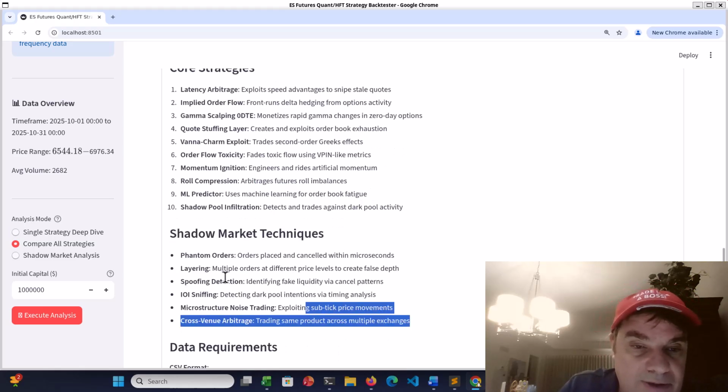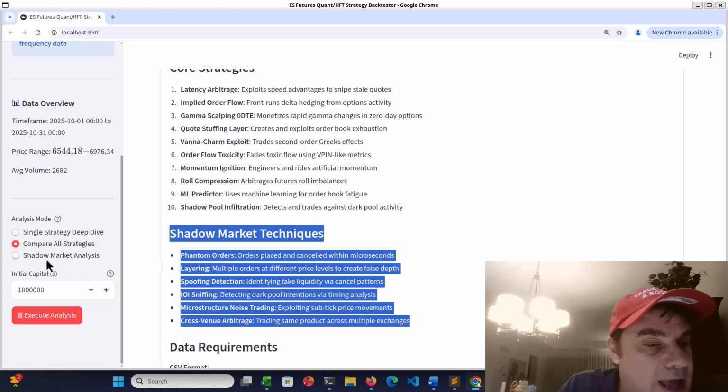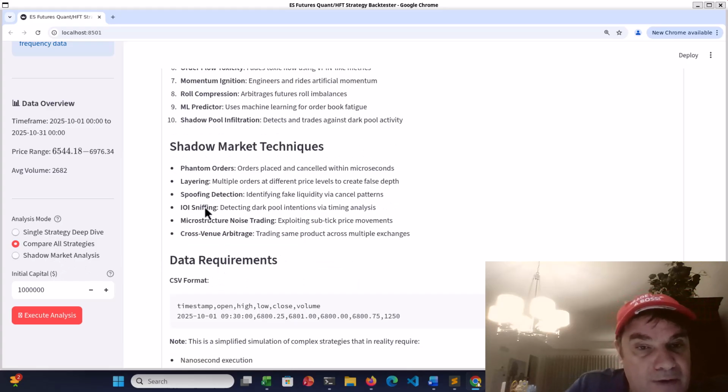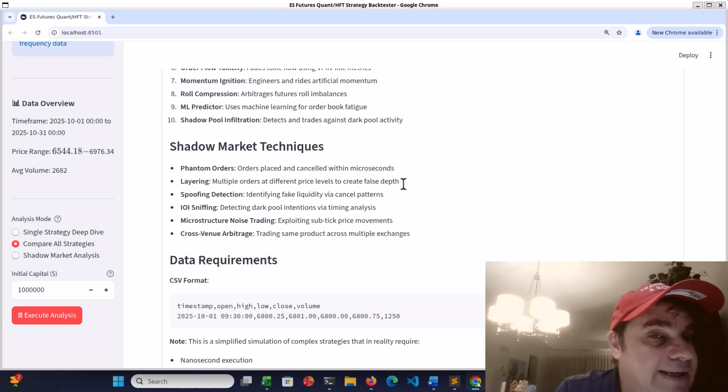Now, remember when I talked about the shadow market technique? So I'm gonna run that analysis next. But these are involving phantom orders, layering at different price levels to create false depth. So from what the AI told me and what if you watch that video, what's illegal is spoofing and quote stuffing. Okay. So those are illegal. The thing AI said layering's okay.